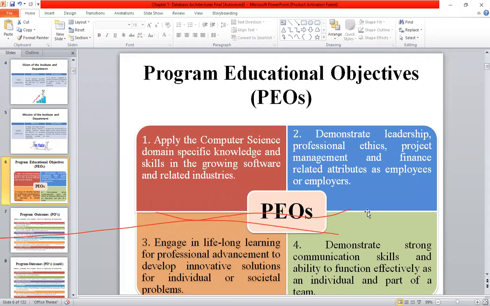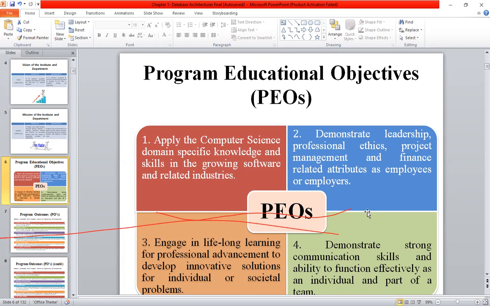Then the fourth is to demonstrate strong communication skill and the ability to function effectively as an individual and as part of a team. For any work, there is a need for strong communication skill. Why is it important? So that functioning can be done effectively. Being an individual, you can also work in a team, right? You can go to the industry, and at that time you develop the project among the team. That's why communication is very important.